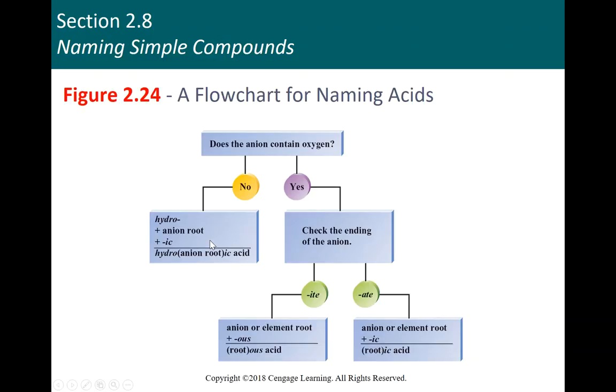All right, that concludes the naming of simple compounds. The next lesson and the final lesson in Chapter 2 is going to be a review where we're going to tie all this together and try to name all the different types of things that we've talked about.